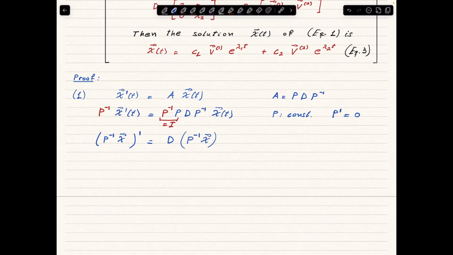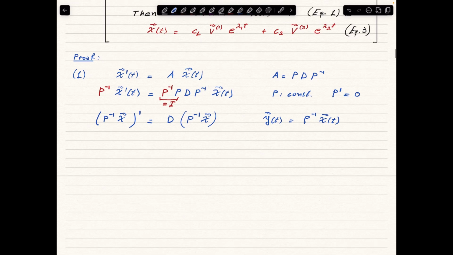Altogether, this is a vector now. So what if we introduce the vector y, which is a function of time, which is going to be the vector P inverse acting on the original variable vector x, x of t? Well, then we obtain an equation for this new vector y: y prime, as a function of time, is D acting on y of t.